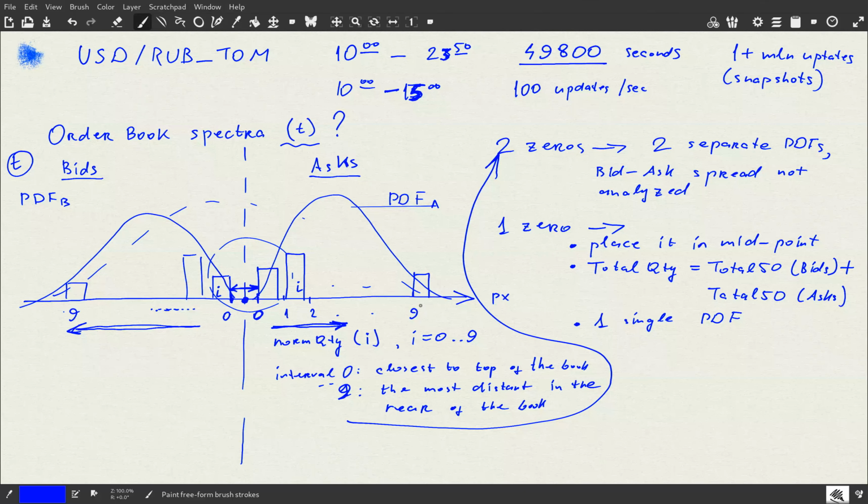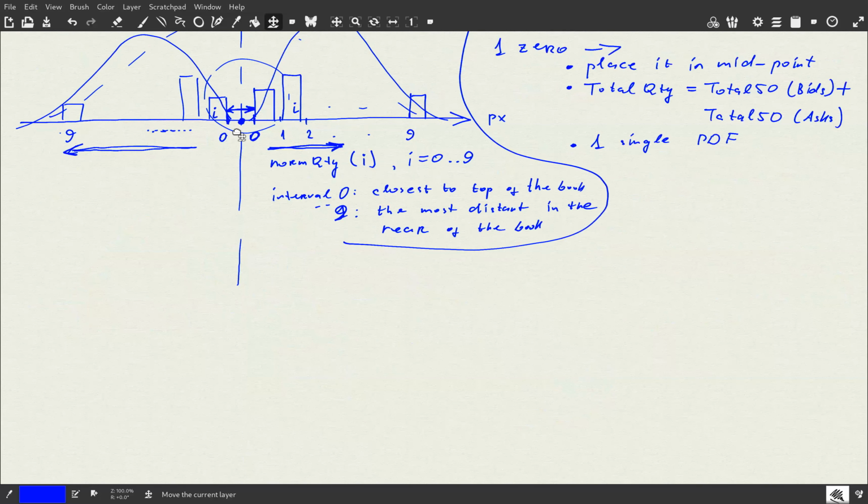Now, if you do it with one zero, it could be slightly different. As I say, it could be one single PDF. In that case, you would probably number your intervals differently. So let me present you with a drawing how you could do it with one zero. Although the question is whether you should or not. If you do it with one zero, yes, you get one single PDF. You normalize all quantities by the sum of total 50 bids and total 50 asks.